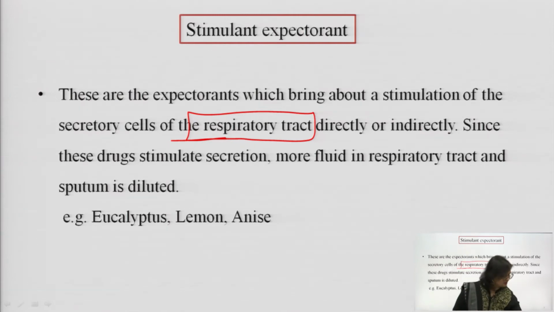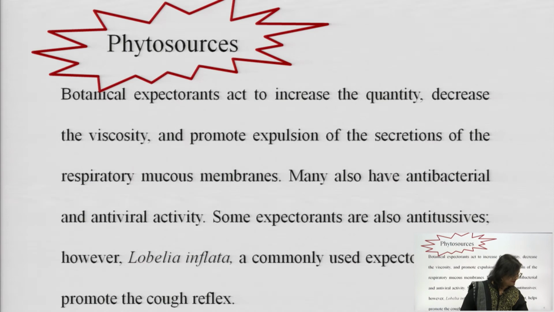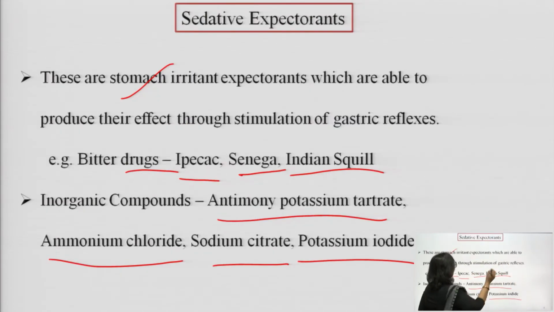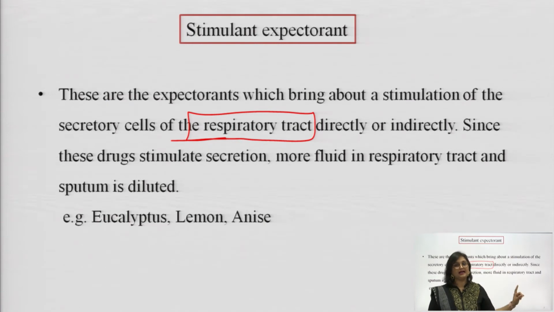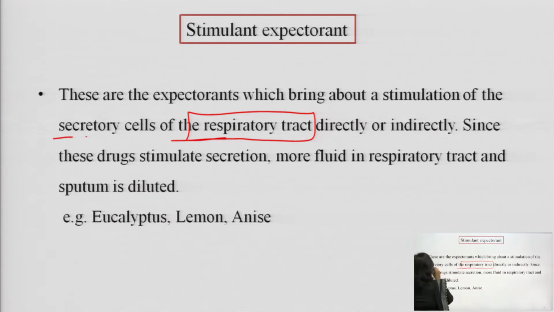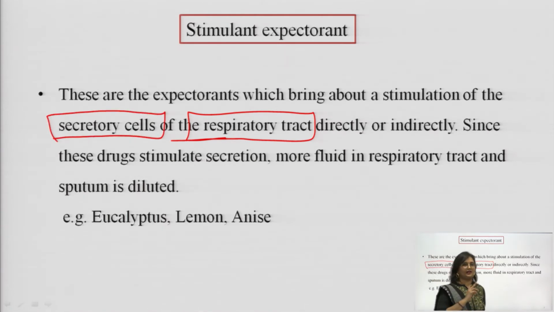Sedative expectorants, where did they act? Sedative expectorants act at gastric reflex. They stimulate the gastric reflexes. Whereas stimulant expectorants, where do they act? They act on the respiratory tract, or they stimulate the secretory cells of the respiratory tract, either directly or indirectly. Since these drugs stimulate secretion, there is more fluid in the respiratory tract and the sputum is diluted.